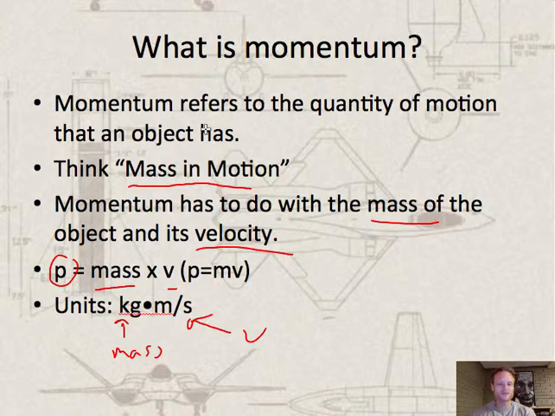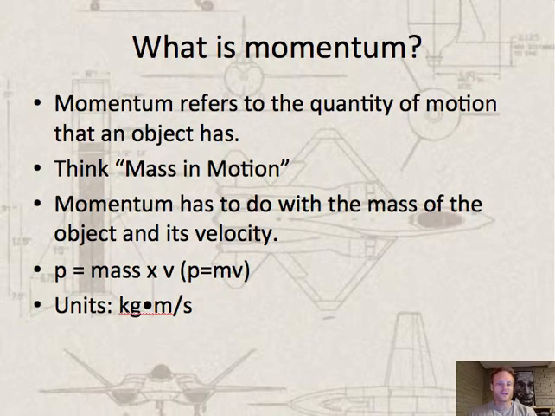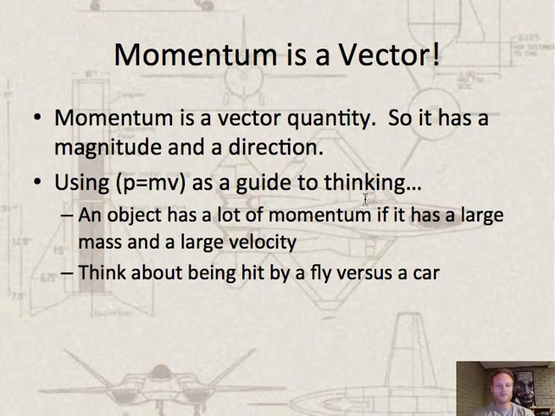Something to think about with this formula is if you have no motion, what would the velocity be? Well, that'd be zero, so you'd have no momentum. So the equation is a guide for thinking. Momentum is a vector quantity. That means that basically it's going to have a magnitude, a numerical value, and a direction.